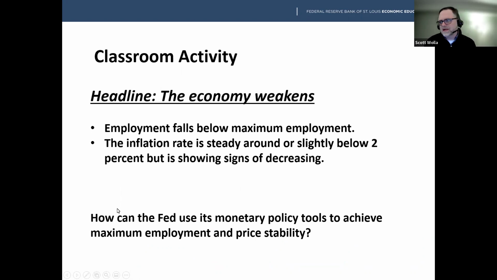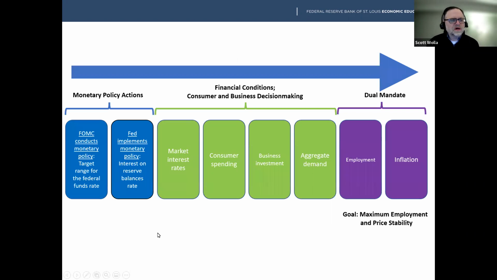All right, here's a case study. Let's say that the economy weakens. Let's say in this scenario, employment falls below maximum employment. Let's say the inflation rate is steady around or slightly below 2%, but showing signs of decreasing. In other words, these variables would suggest that the economy was softening and maybe headed for recession. Maybe the economy has already entered a recession. So the question is, how can the Fed use policy tools to achieve maximum employment and price stability? Well, in this case, the Fed would lower interest rates.